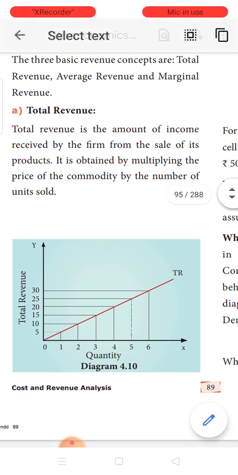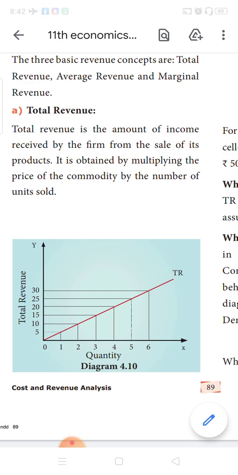Total revenue. In the example I gave you, 10 books are sold at 120 rupees per book. So what is the total income that the seller gets? 120 into 10, that is 1200. According to this example, 1200 is his total revenue. In verbal terms, total revenue is the amount of income the firm receives by selling its products. Whatever amount of income the firm earns by selling the products is nothing but total revenue.